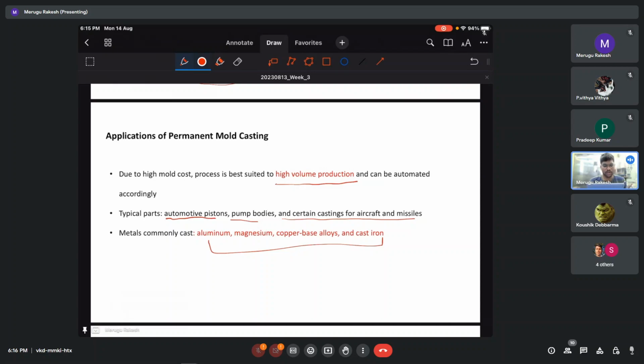I hope this is not changing. Yeah, I think you have to see die casting. Just wait, let it come. I think I will log in again.